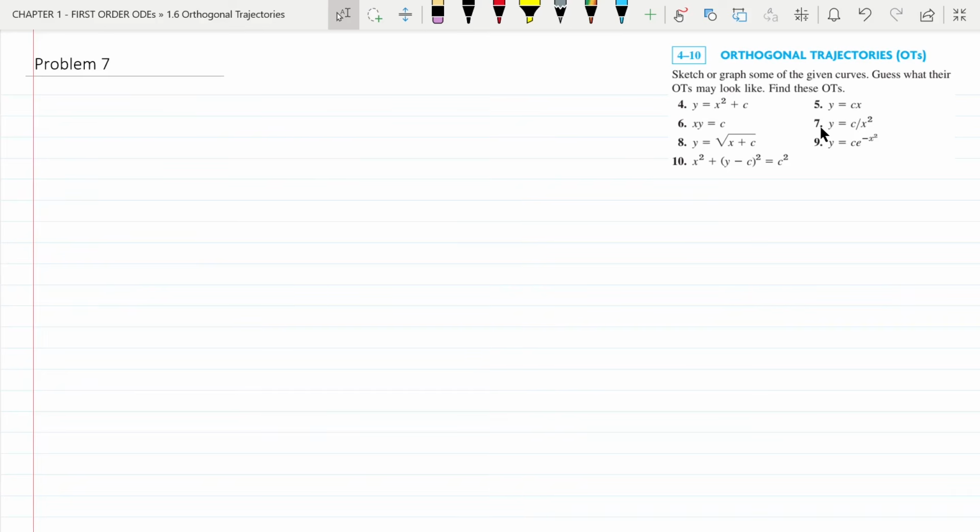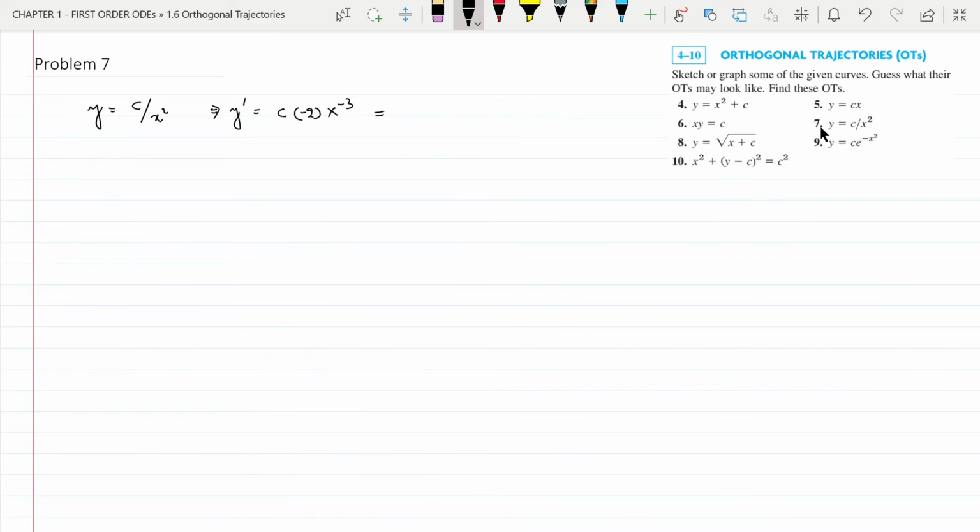Problem 7. The given family of curves is y equal to c by x square. Similar to the previous problems, let us first find the corresponding ODE. So this implies y dash equal to c times the derivative of x to the power minus 2, which is minus 2 x to the power minus 3. Now we have to eliminate c from here, because as we have discussed, we have to find the ODE without the constant present.